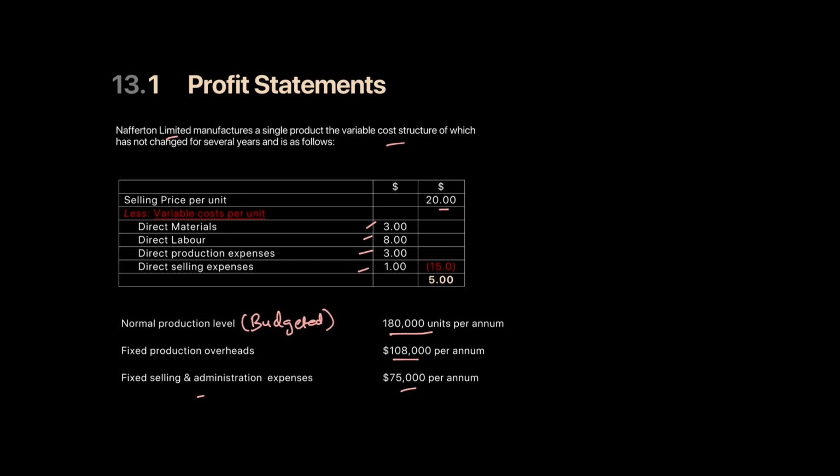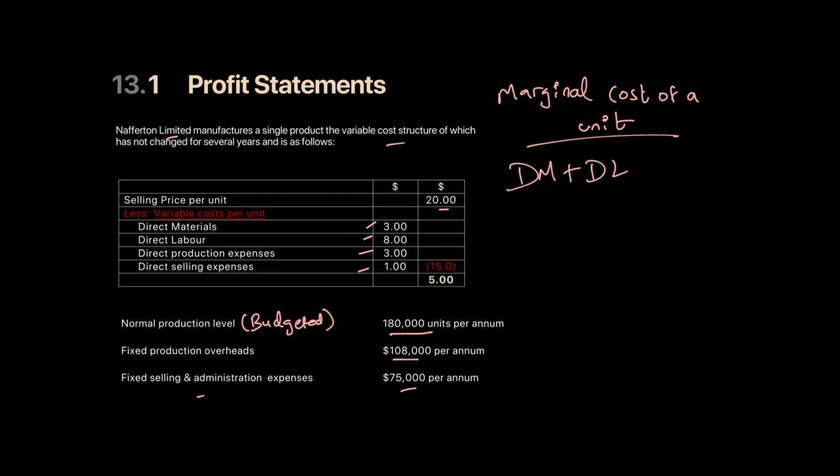Alright, so if I were to first find the marginal cost of a unit, remember, marginal cost of a unit is equal to direct material, direct labor, and direct production expense in this case. There are only three variable manufacturing costs. Selling is a non-manufacturing cost, so marginal cost of a unit should be 3 plus 8 plus 3. So marginal cost of a unit is 14 per unit. According to marginal costing, the cost of manufacturing a unit is 14.